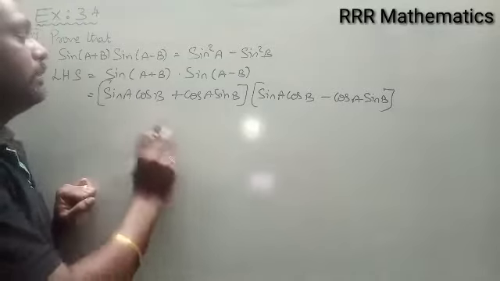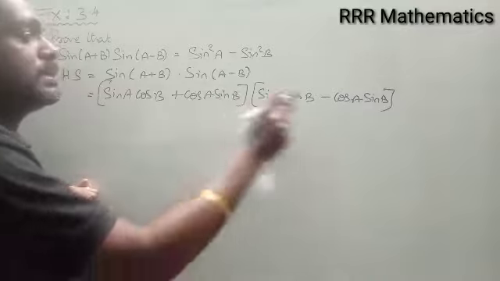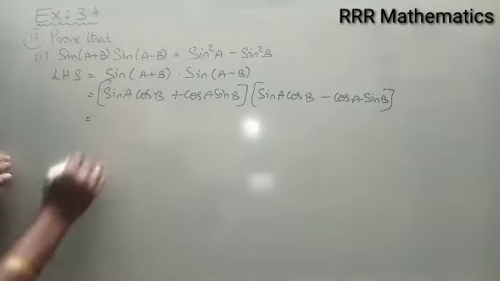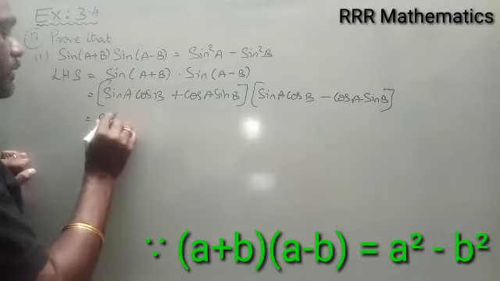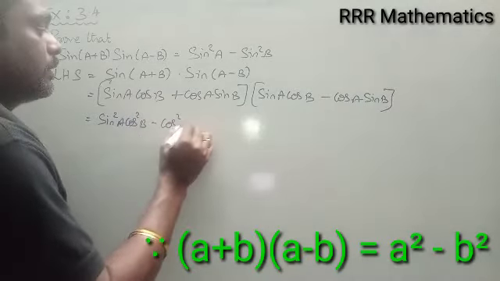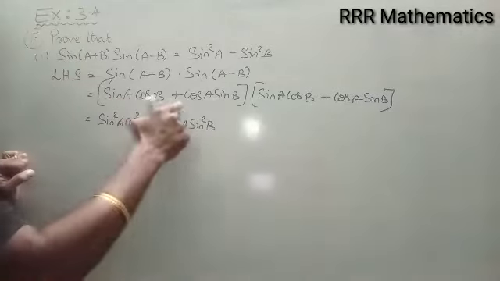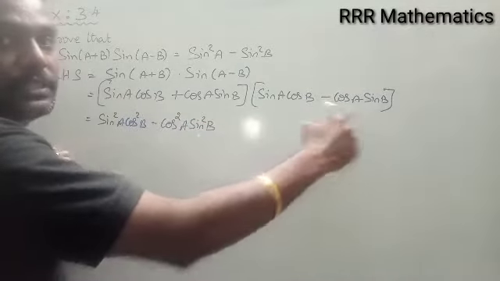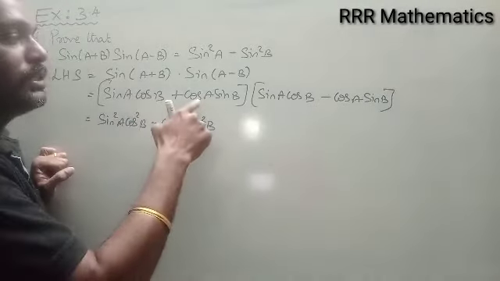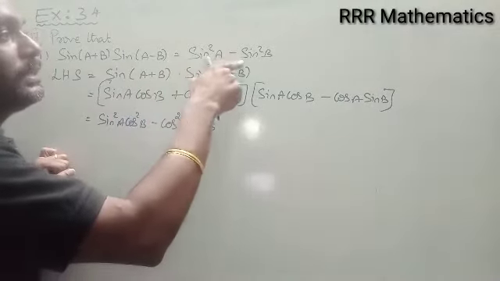When you read these two, this is (a+b) into (a-b). See, both terms are the same, with plus and minus in between. So this is (a+b) and this is (a-b). What is (a+b) into (a-b)? a square minus b square. Got it? Very simple. This is in the form of (a+b)(a-b), which is nothing but a square minus b square. So a square is sin square a cos square b, minus b square, cos square a sin square b. See the proof.